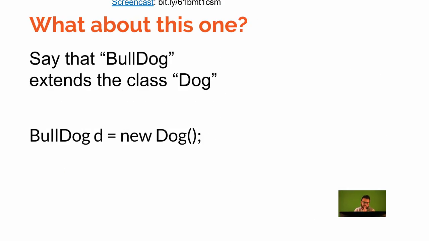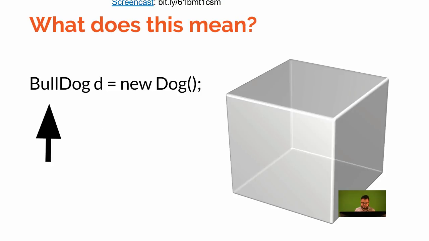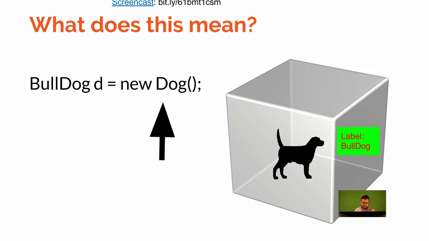Okay, what about this case? Say that Bulldog extends the class Dog, same thing, and Bulldog d is equal to new Dog. So let's think about this one. Now we have a box. We're going to label it saying Bulldog. This box says, inside me there can be Bulldogs. Then I create a Dog, and I try to put it inside this box. Is this okay? So I'll take a second, pause, and think about it.